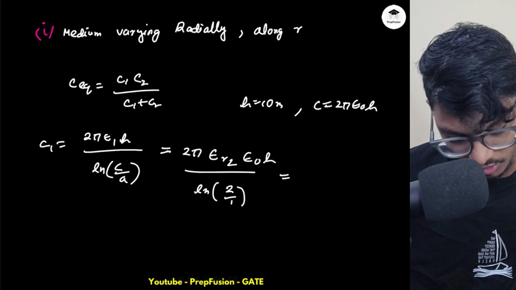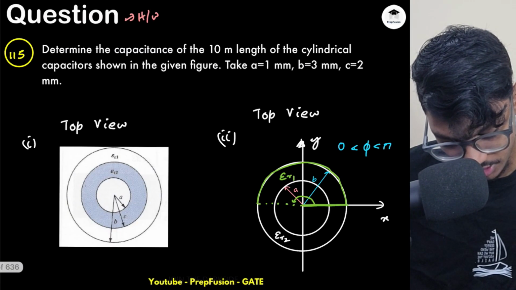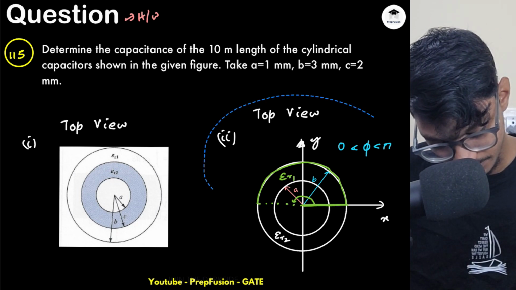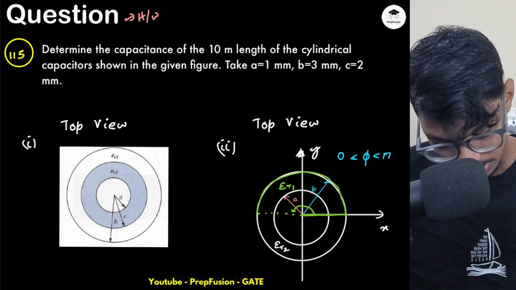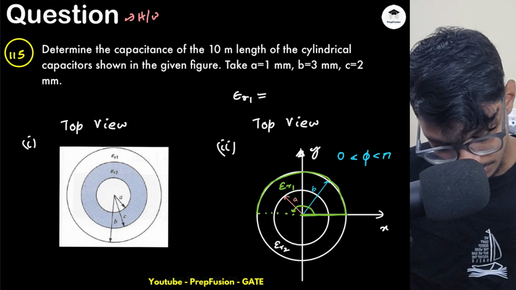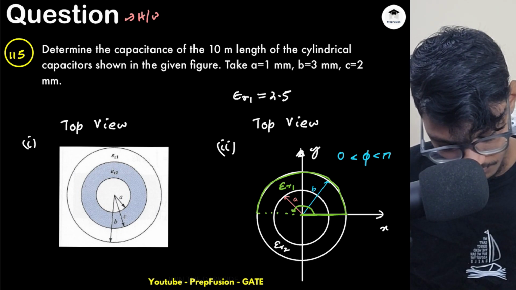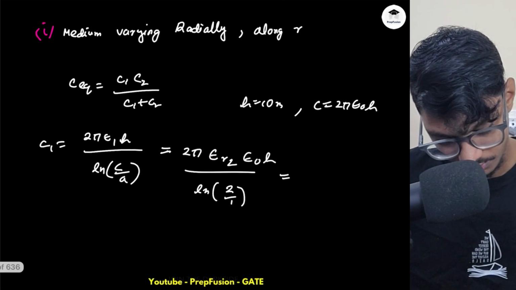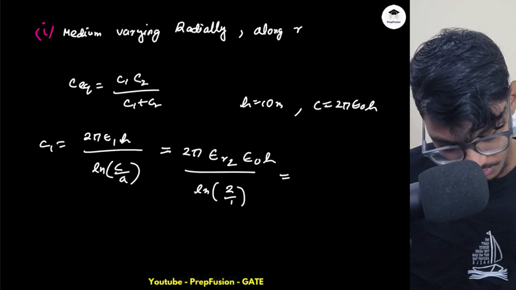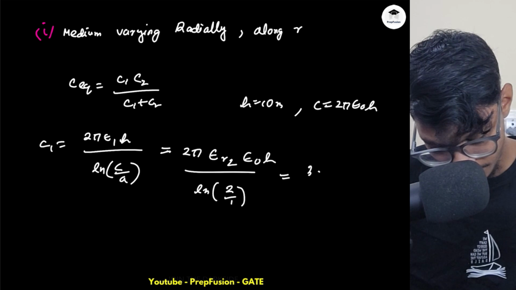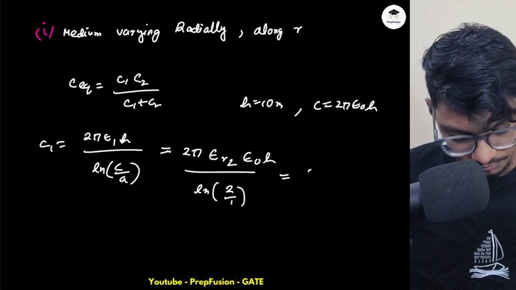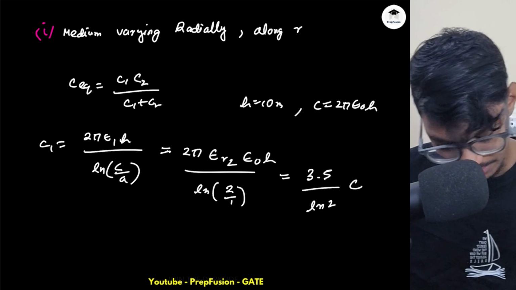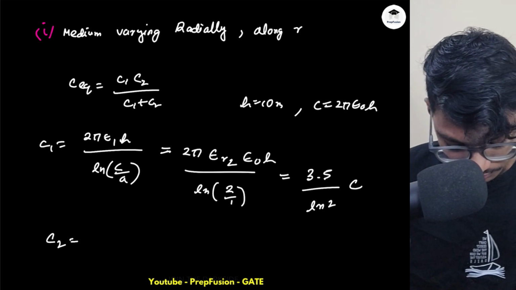So this will come out to be epsilon R2 is how much? Epsilon R2 is, okay, I've forgotten to write it. Epsilon R2 is actually 3.5. Epsilon R1 is 2.5. Epsilon R2 is 3.5. Okay, so 3.5 by ln 2 C.